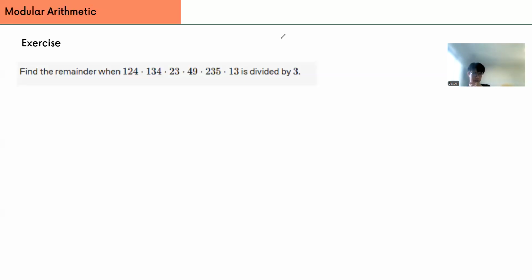Yes, Charlie, that's correct. Good job. Your answer should be a number from 0 to 2 because we're talking about remainders. Right. So your answer might be congruent to the remainder mod 3, but you still have to simplify it, right? So make sure you're doing that as well.